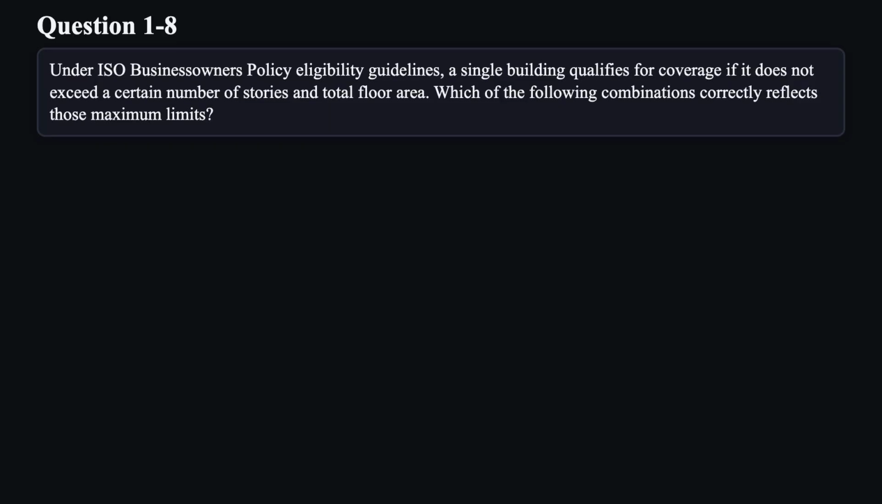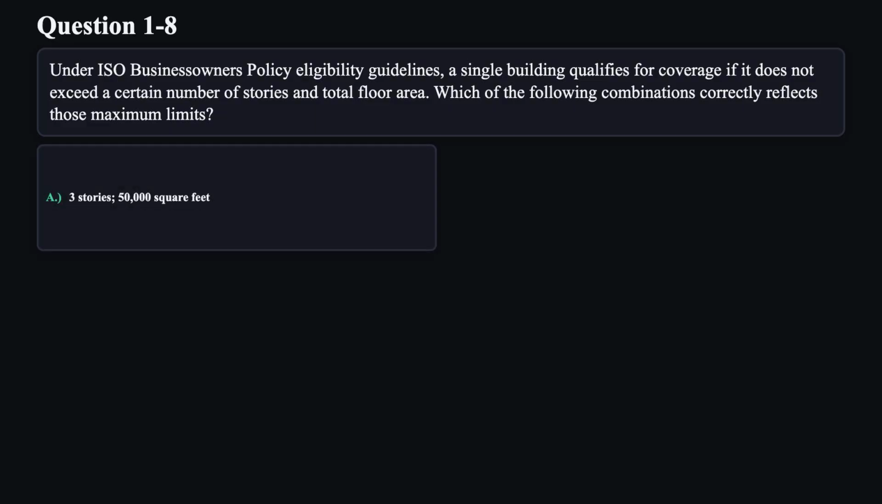Question 8. Under ISO Business Owners Policy eligibility guidelines, a single building qualifies for coverage if it does not exceed a certain number of stories and total floor area. Which of the following combinations correctly reflects those maximum limits?